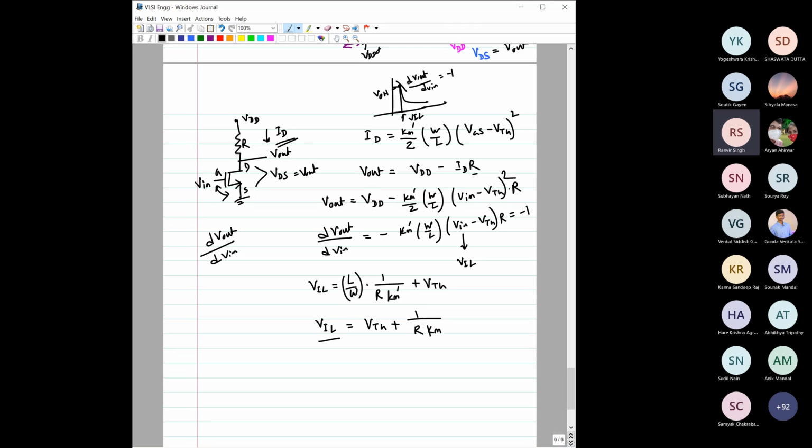Put in the V out equation. So we have to find out ID and then find out V out. Maybe, as your friend said, you can put it in this equation? This is V out, right? Here this is V in. Now you have to put the V in value as VIL, means this one. And then you have to find what is the expression of V out.